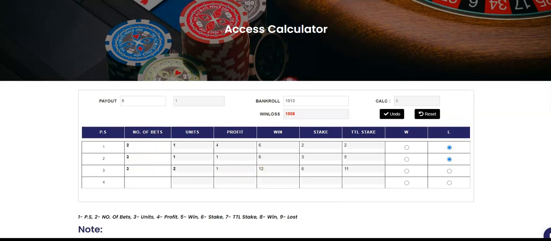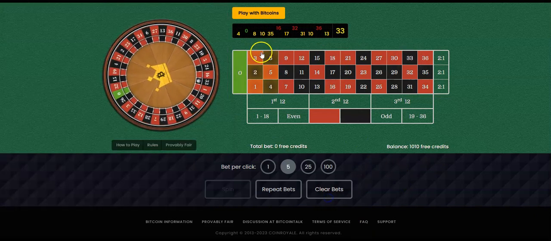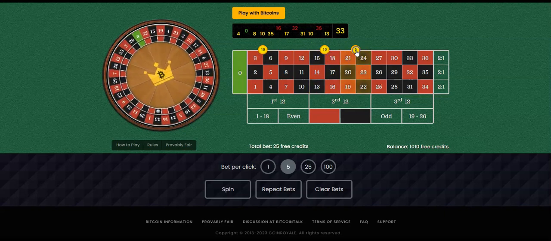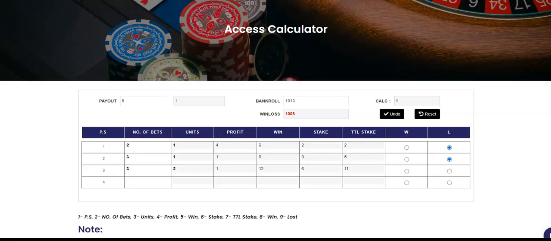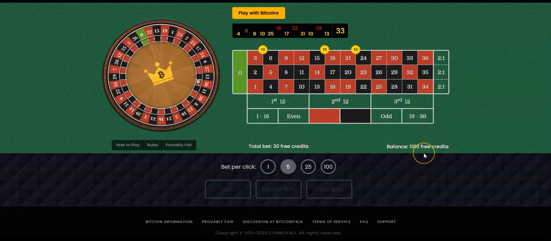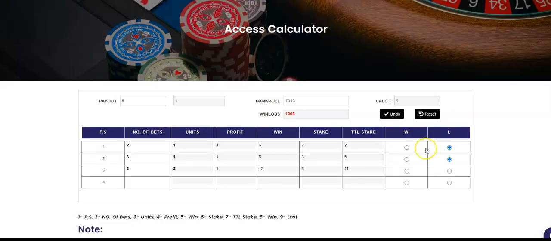Okay, and it says 2 units. All right, I don't have a problem with that. 1, 15, and 19. So I'm going to go 1, 2, 1, 2, 1, 2. I believe it's, yeah, 2 units. Right, here we go. Remember, I was at 1030, right? I'm at 1040 now. Still ahead. And you're at 1014.